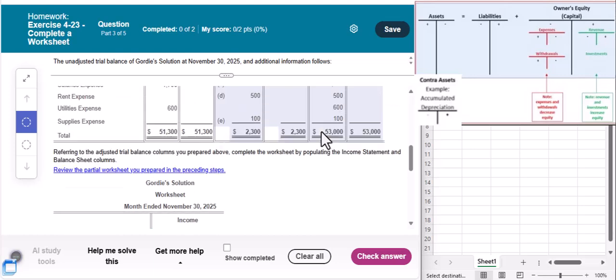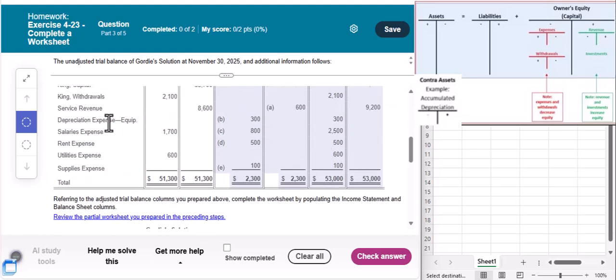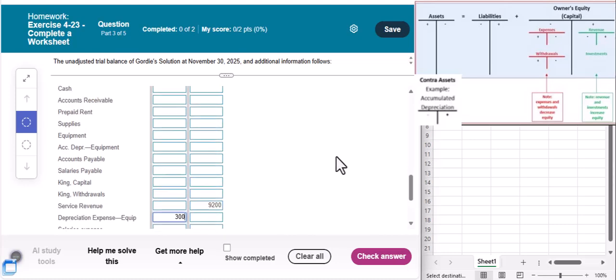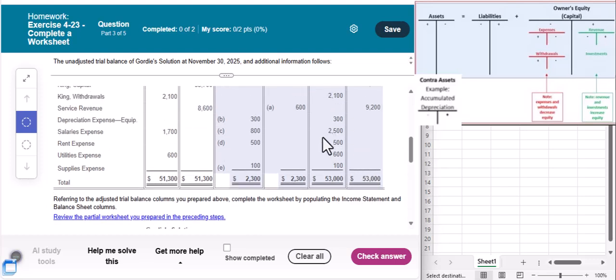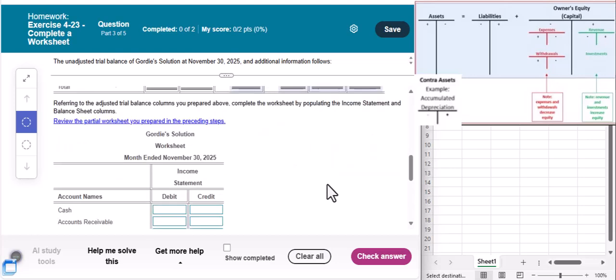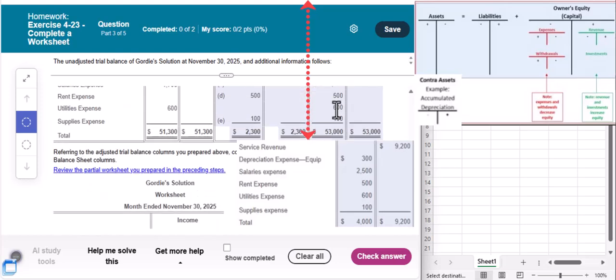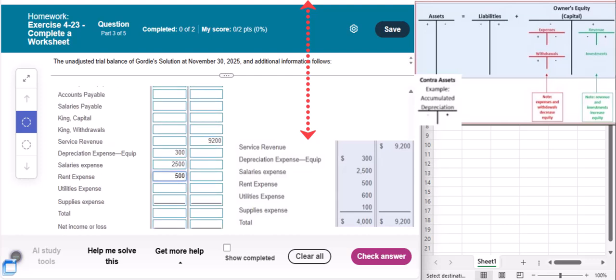And then back up in our table, right below the revenue, we have our expenses. So we have 1, 2, 3, 4, 5 expenses here, all sitting on the debit side. So the first one is our depreciation expense on equipment for 300. So that is here. So a debit for 300. Make sure you are getting it from the adjusted trial balance on the right side. So then we have salaries expense of 2,500, rent expense of 500. And we have 2 more to go, utilities expense and supplies expense. So utilities expense was 600, supplies expense for 100. 600, 100.